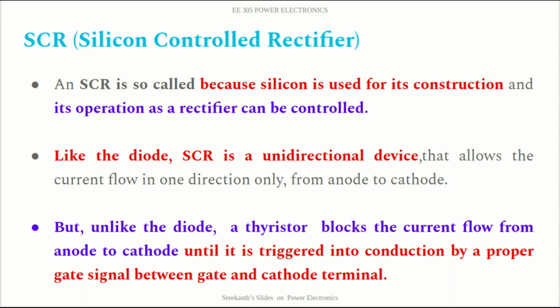But unlike the diode, which allows the current to flow as long as the anode is positive with respect to the cathode, a thyristor blocks the current flow from anode to cathode until it is triggered into conduction by a proper gate signal between the gate and the cathode terminal. As long as you don't apply a proper gate signal between the gate and the cathode terminal, the thyristor wouldn't allow the current to flow from anode to cathode. This feature is different from a diode, where it automatically allows flow of current as long as the anode is positive with respect to cathode.